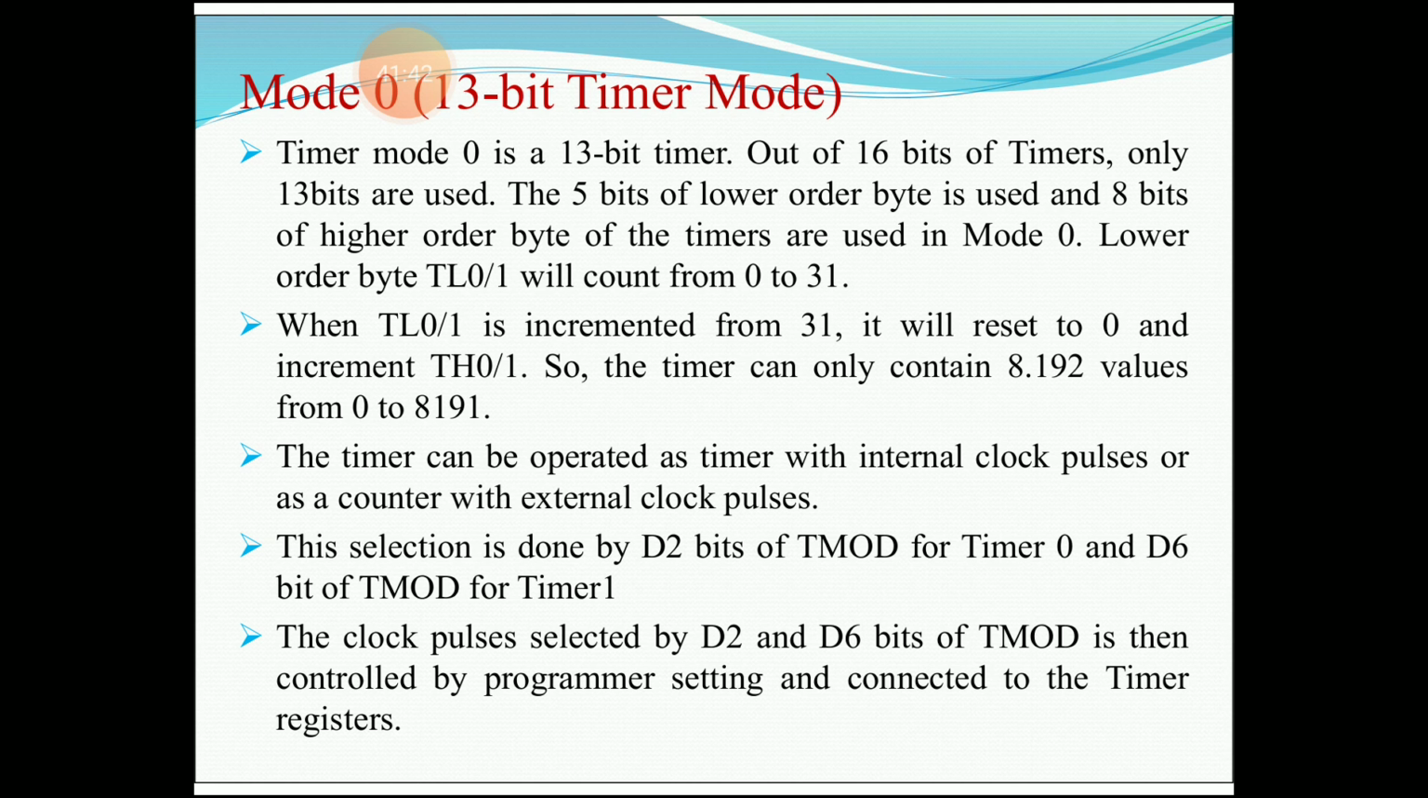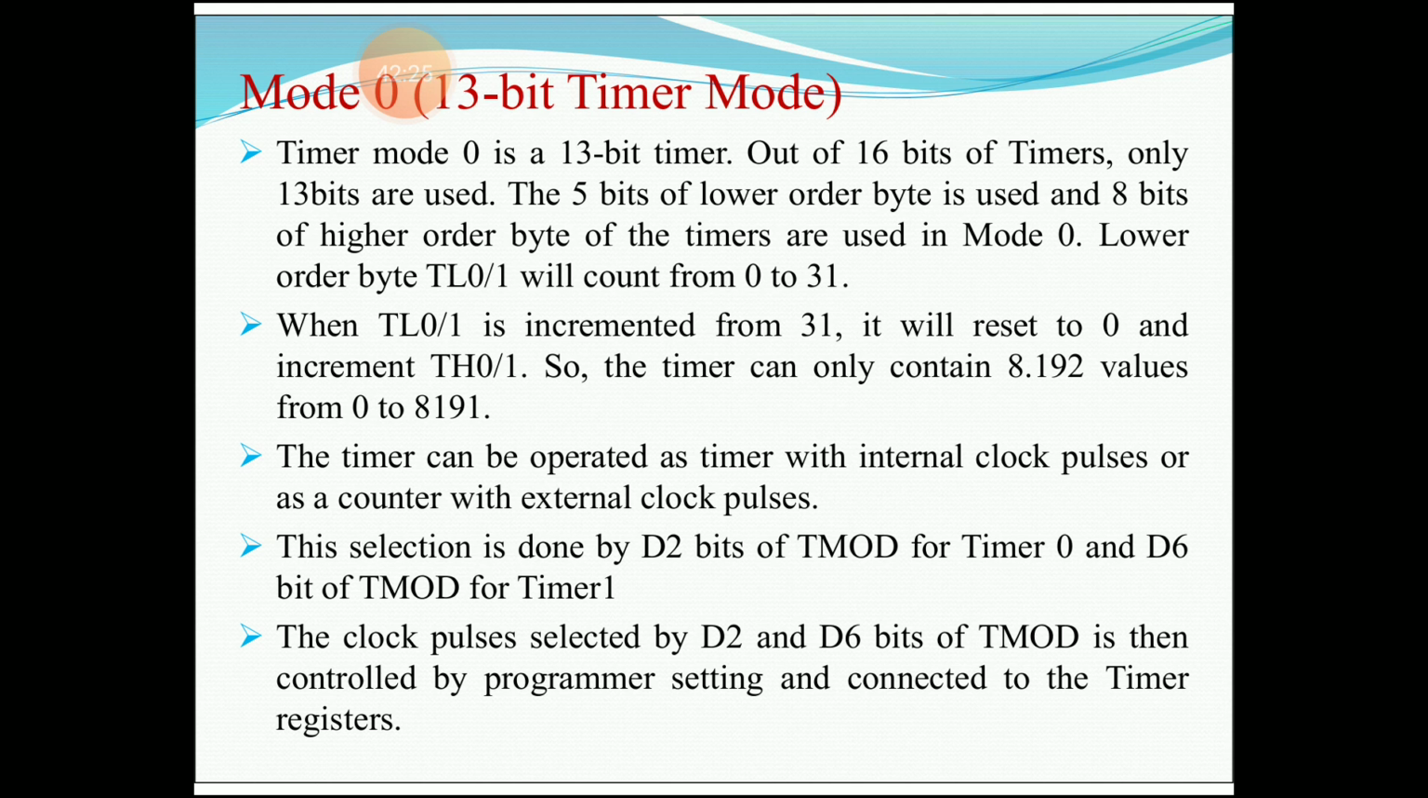Now let us see the various operating modes of the timer in detail. Mode 0 operation. In mode 0, the timer is used as a 13-bit timer. Out of 16 bits of the timer, only 13 bits are used. The 5 bits of the lower order byte are used, and 8 bits of the higher order byte of the timer are used in mode 0. The lower order byte TL0 or TL1 will count a maximum value from 0 to 31.